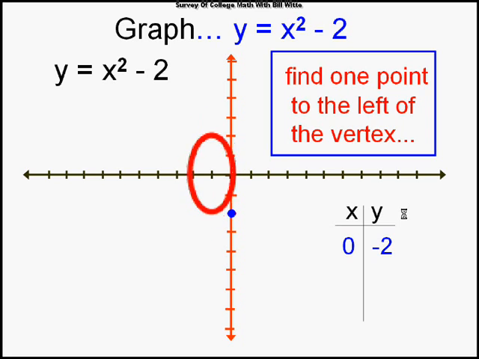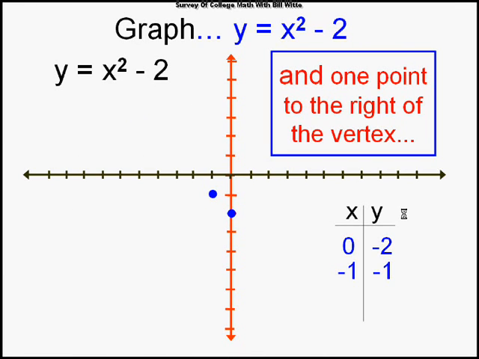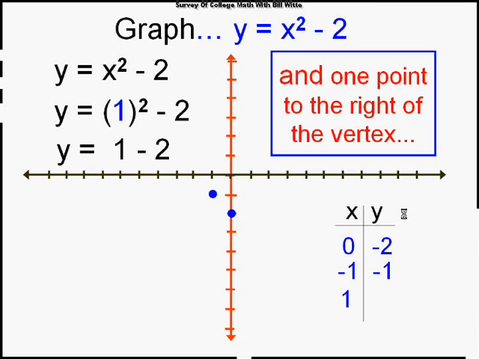And let's use -1. If I put in -1 for x, let's see what I get. -1 squared is +1. 1 minus 2 is -1. So I'll get the pair -1, -1. I put 1 point to the left of the vertex. Now, let's do 1 point to the right of the vertex, which would be what? Would be +1 in this case. We put that in. We happen to also get 1 minus 2, or -1.